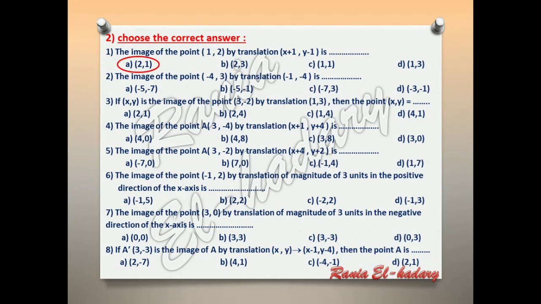Number 2. The image of the point negative 4 and 3 by translation negative 1, negative 4 is what? X with X, Y with Y. Negative 4 plus negative 1, yes, negative 5. 3 plus negative 4, yes, negative 1. The letter is B.